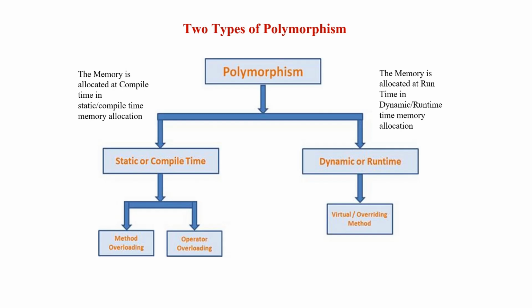There are two types of polymorphism. First is static or compile time polymorphism. Second is dynamic or runtime polymorphism.